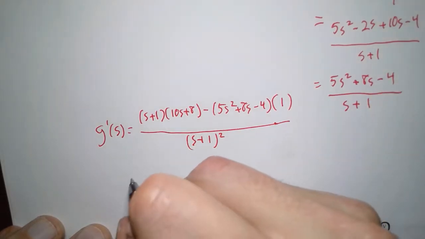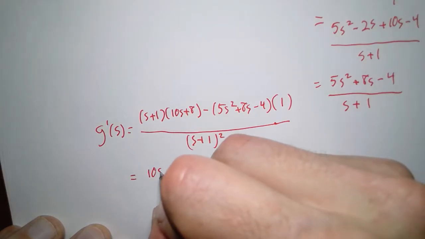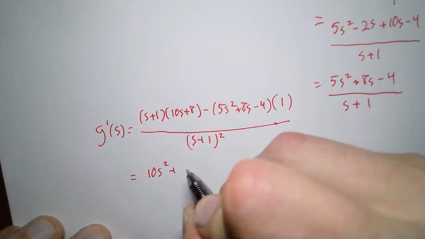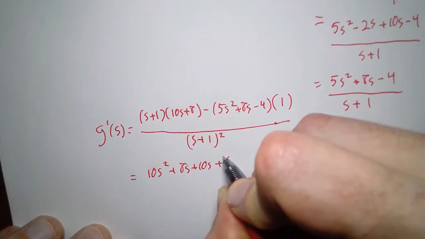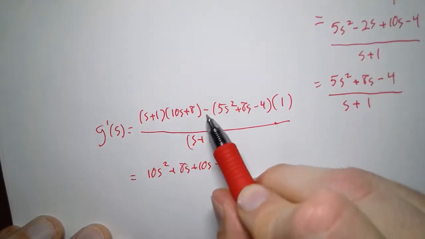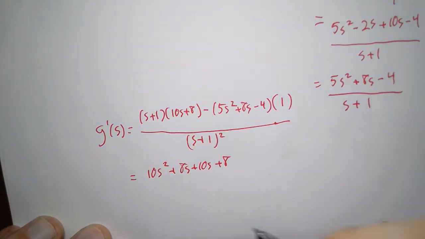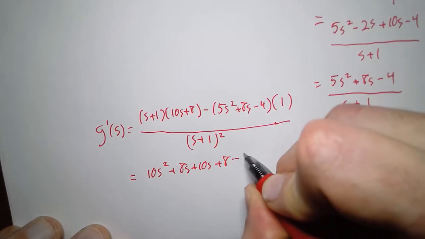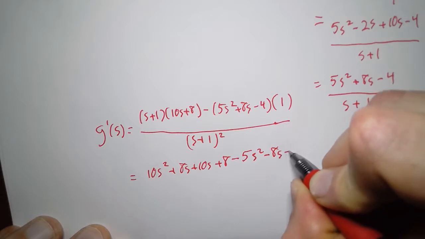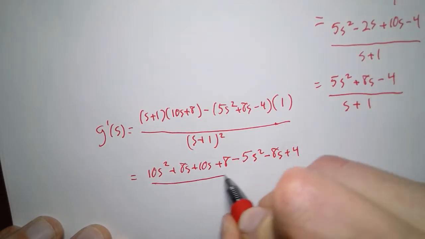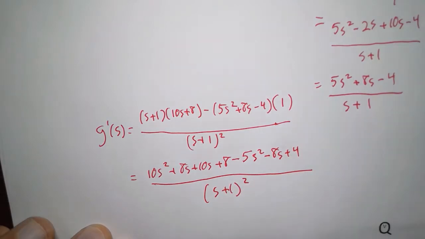So now what we'll do is we'll expand these two quantities. So 10s squared plus 8s plus 10s plus 8. That's all coming from here. And then from here, this is all multiplied by 1. But remember, there's a negative out front, so that distributes into everything. So minus 5s squared minus 8s plus 4 all over s plus 1 quantity squared.